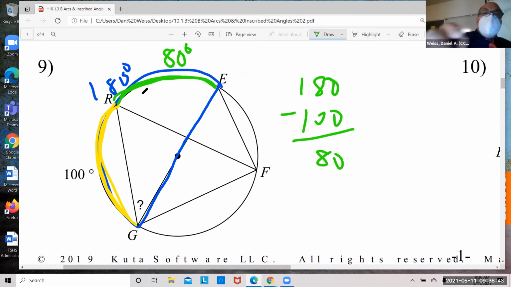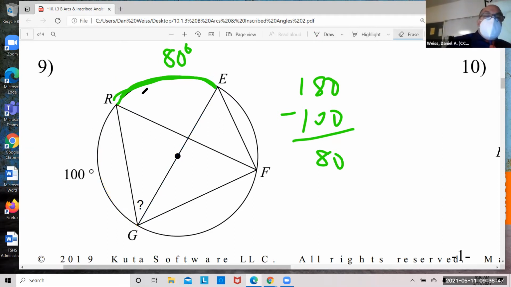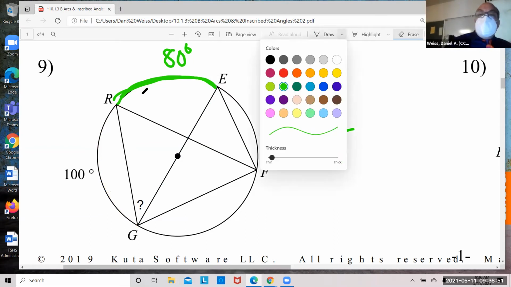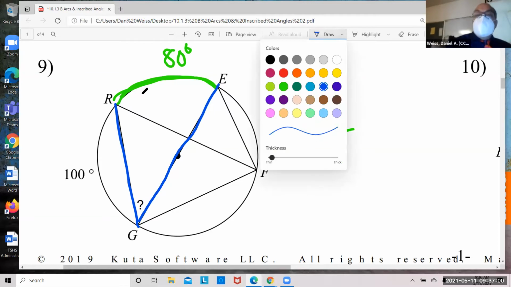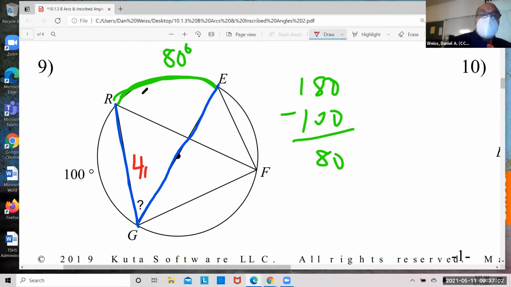Here's 80. I'm going to get rid of the distractions. Okay. All I want is this arc, this angle. What's half of 80? 40, right? Easy, man. Okay.